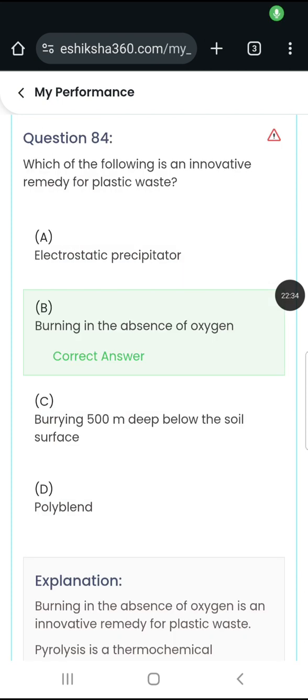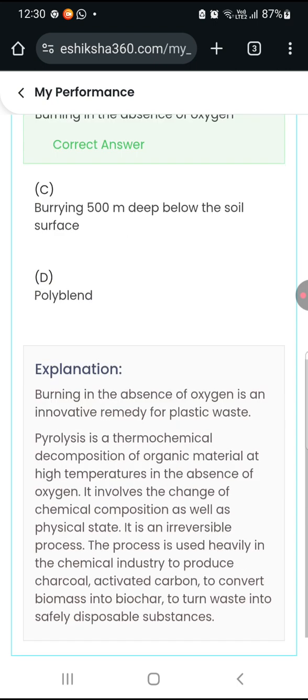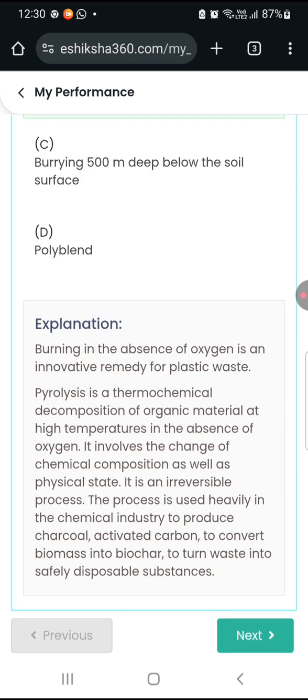Which of the following is an innovative remedy for plastic waste? Burning in the absence of oxygen. Explanation: Burning in the absence of oxygen is an innovative remedy for plastic waste. Pyrolysis is a thermochemical decomposition of organic material at high temperatures in the absence of oxygen.